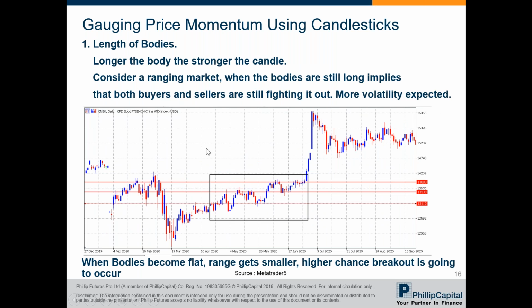Next, what if this is a different scenario where the prices are all in a tight range? How do you use candlesticks to gauge the price movement and pick the winning direction? Before we do that, let's do a market situation analysis of this chart. Example shown here is the China A50 daily chart.